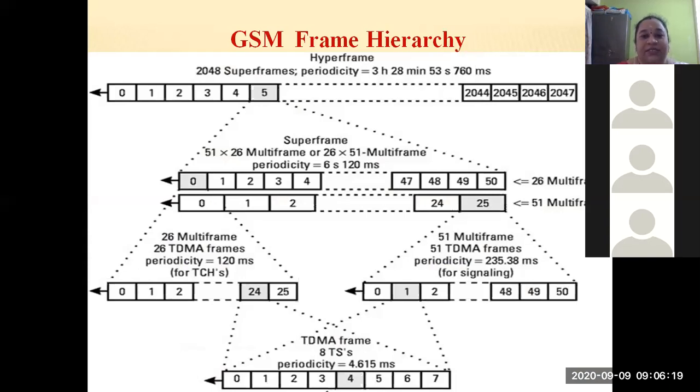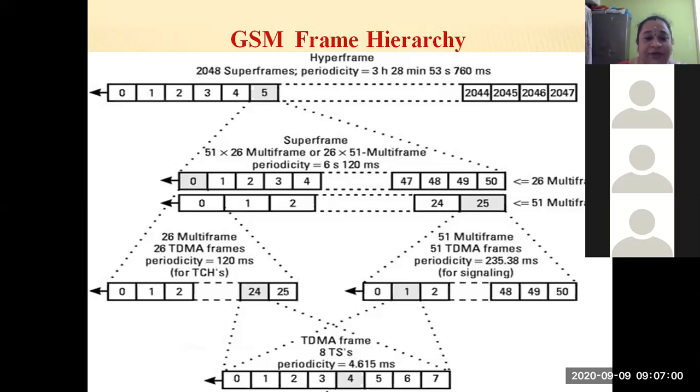So what does the GSM frame hierarchy consist of? Nearly 2048 super frames, having a periodicity of 3 hours, 28 minutes, 53 seconds, 760 milliseconds, accommodating that many customers. So this particular frame consisting of 2048 super frames is called the hyperframe, whereas each and every super frame within the hyperframe consists of again 51 or 26 multiframes.